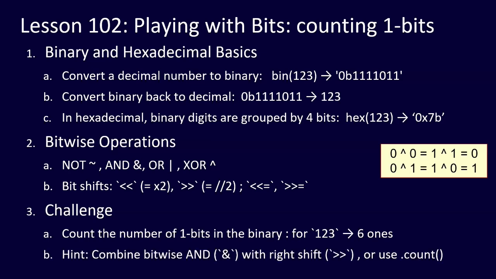Let's combine bitwise and with the right shift operator. We can calculate it, but it's a bit confusing. Maybe you can try it next time. But the easiest one is to use count.